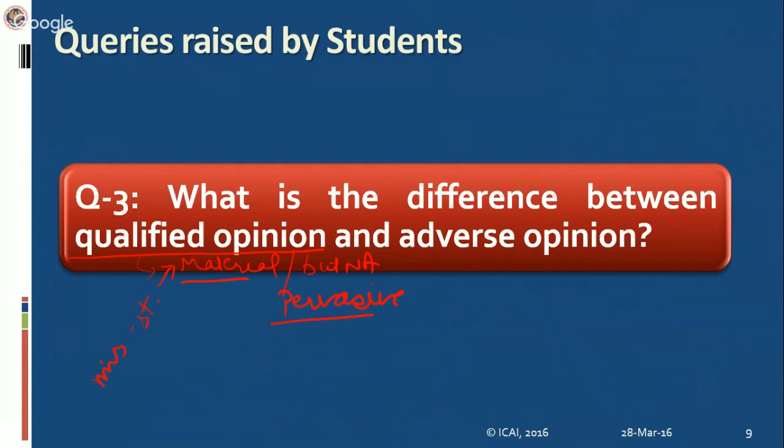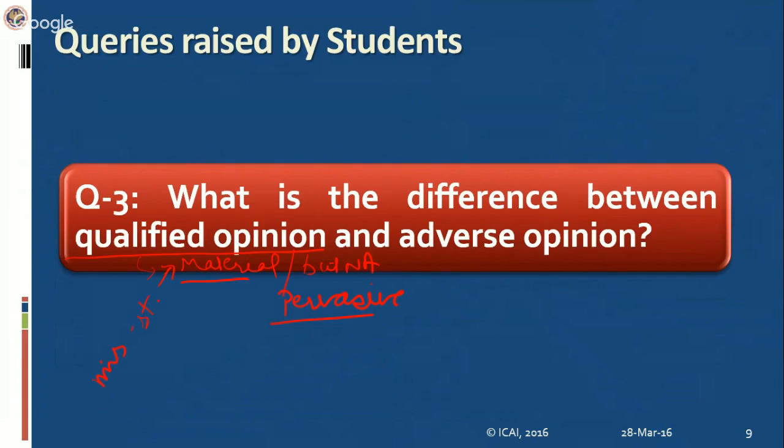So, what I mean to say is, I have obtained sufficient appropriate audit evidence as an auditor. Misstatements are material, no doubt on this, but these are not spread across the financial statements. These are not pervasive. So in that case, students, I will express a qualified opinion. I will express a qualified opinion when misstatements are material but not spread across the financial statements.